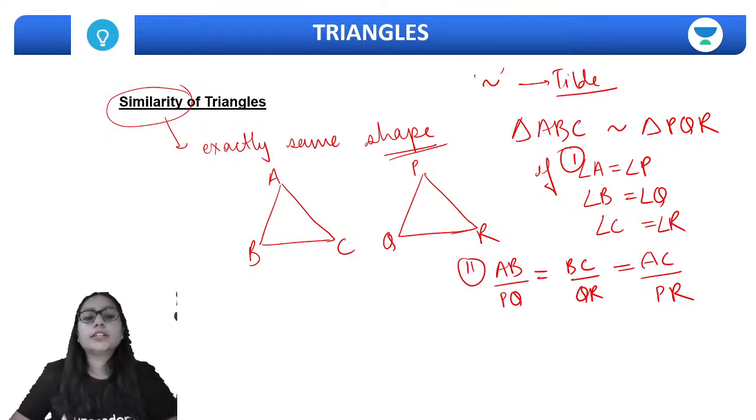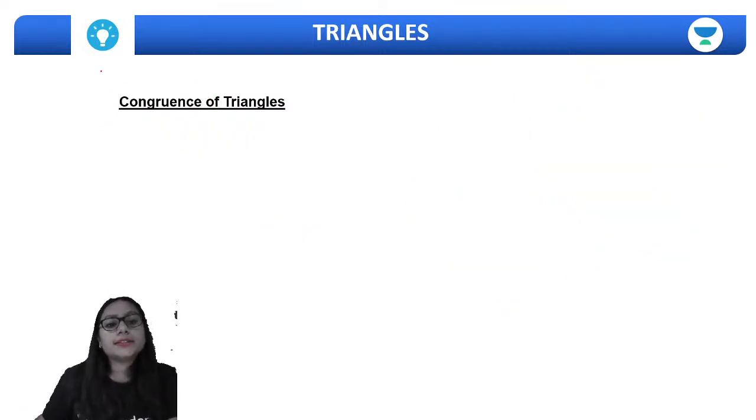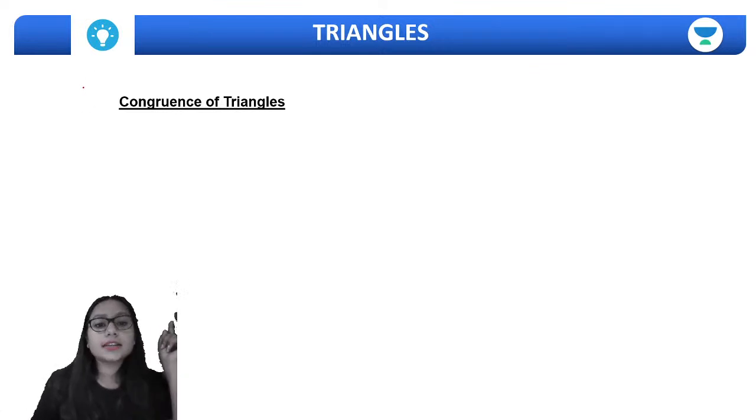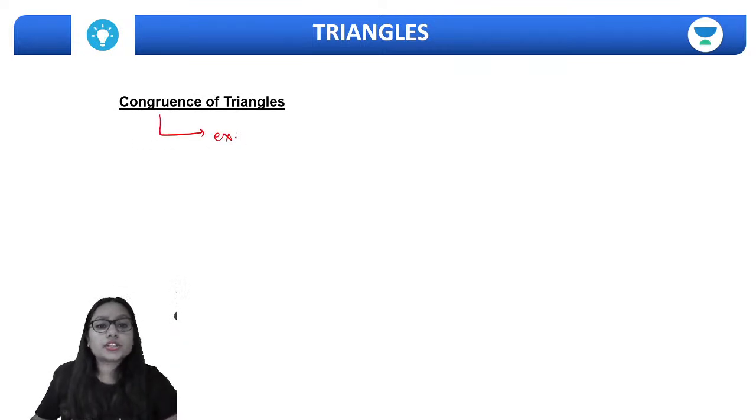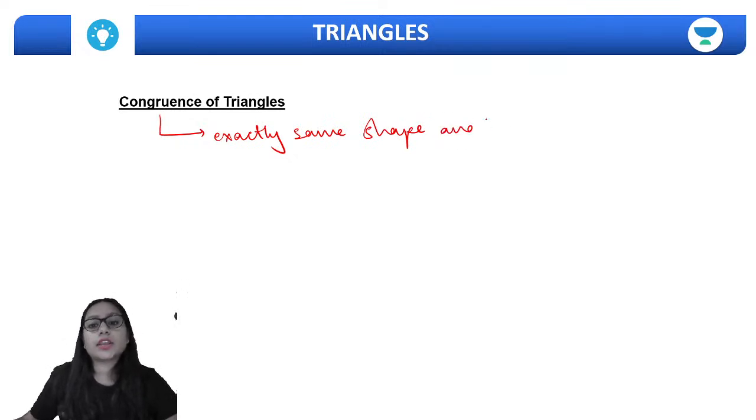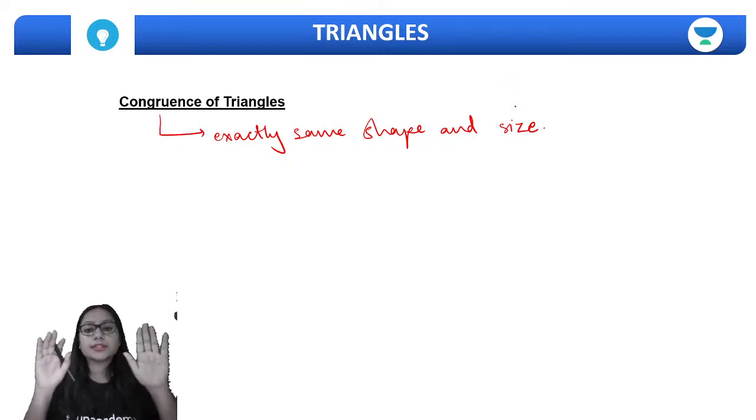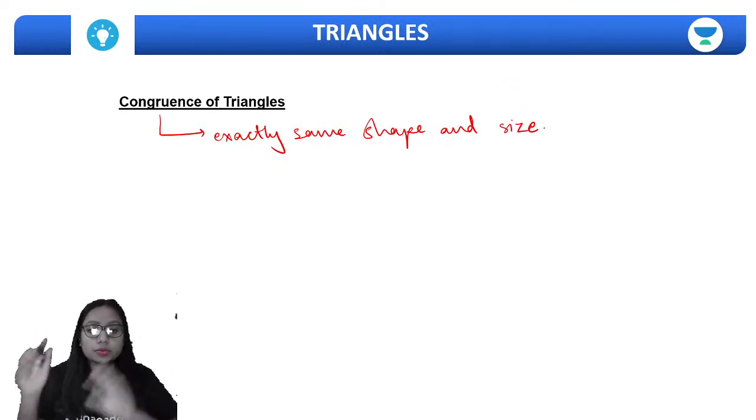Okay, great. Now let us discuss what is congruency. As I said earlier, for similarity, two figures should be of the same shape. For congruency, two figures should have exactly the same shape as well as size. So the size and shape of two figures should be the same, like two hands. So the two hands are congruent to each other.